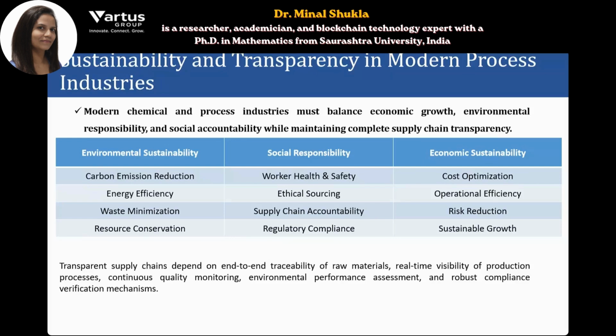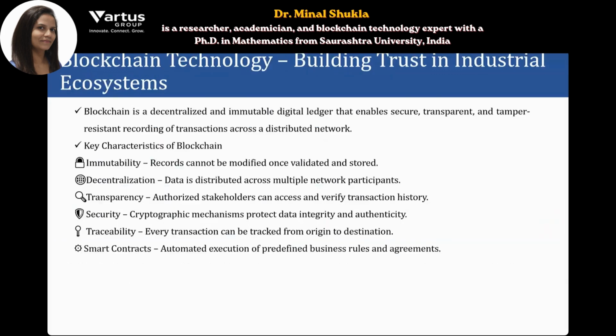Basically, transparent supply chains depend on end-to-end traceability of raw materials, real-time visibility of production processes, continuous quality monitoring, environmental performance assessment, and a robust compliance verification mechanism. So this is how modern industries are maintaining their sustainability and transparency with different processes. Now I come to the point where I am going to talk about why blockchain.